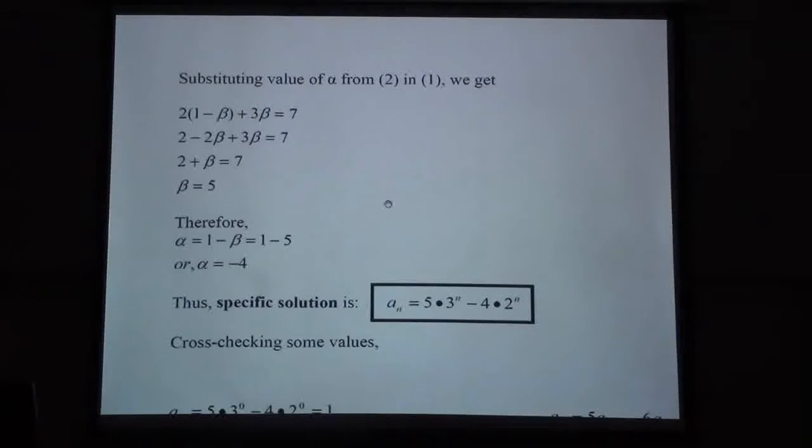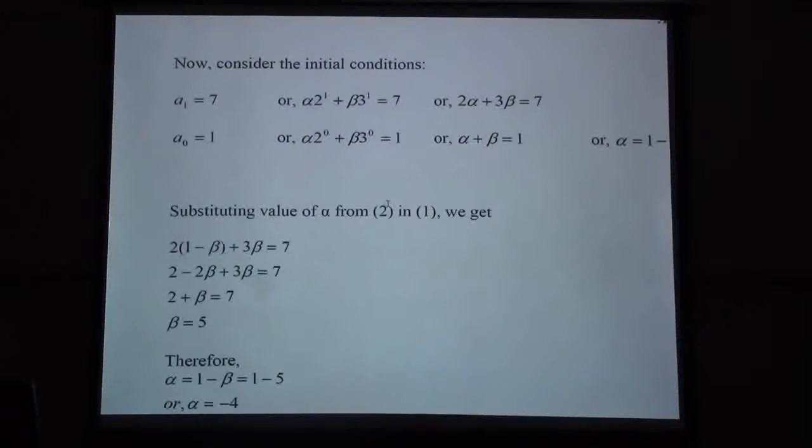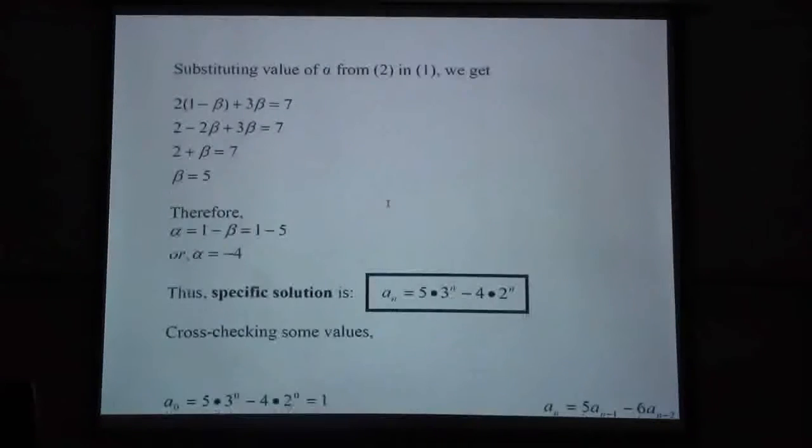So here's my substitution: 2 times (1 minus beta), plus 3 times beta is equal to 7. Beta is equal to 5. Once I get beta is equal to 5, then everything becomes extremely simple. If beta is equal to 5, what does alpha have to be? Minus 4. Minus 4 plus 5 is 1. Of course, so that gives us this.